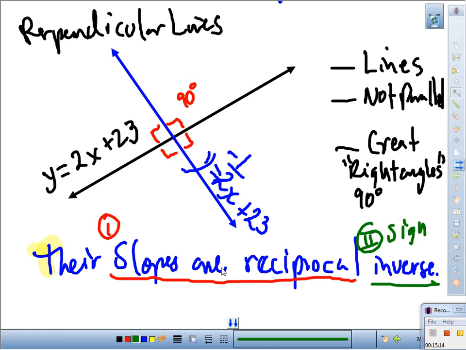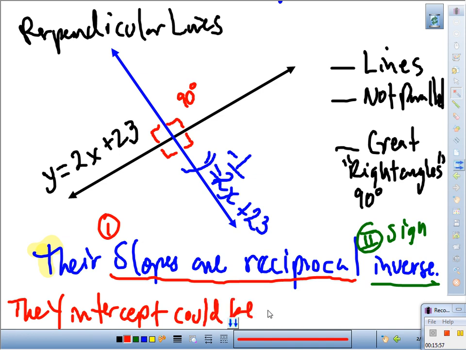Scarlett, go. Is that the only equation for that line? No, because the y-intercept could be different. That is correct, and that is true. If that's true, give your neighbor another equation for this line, please. Go.